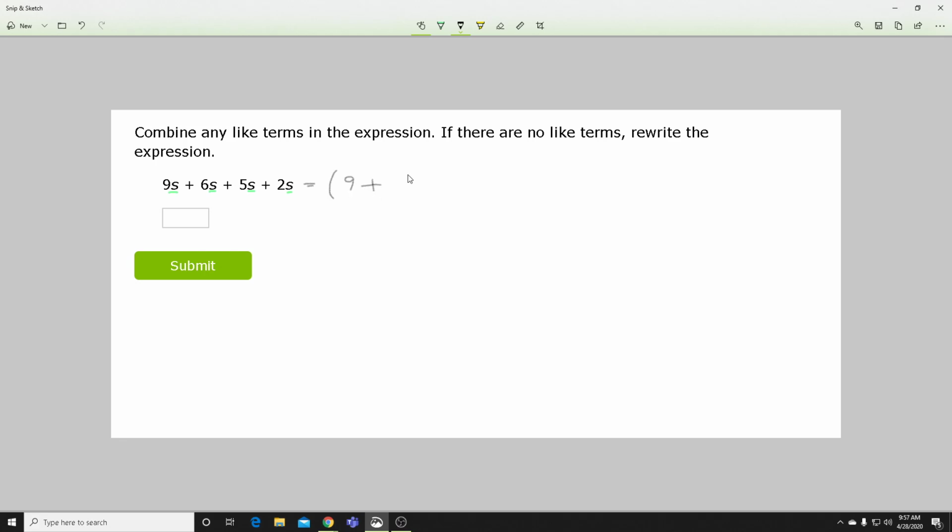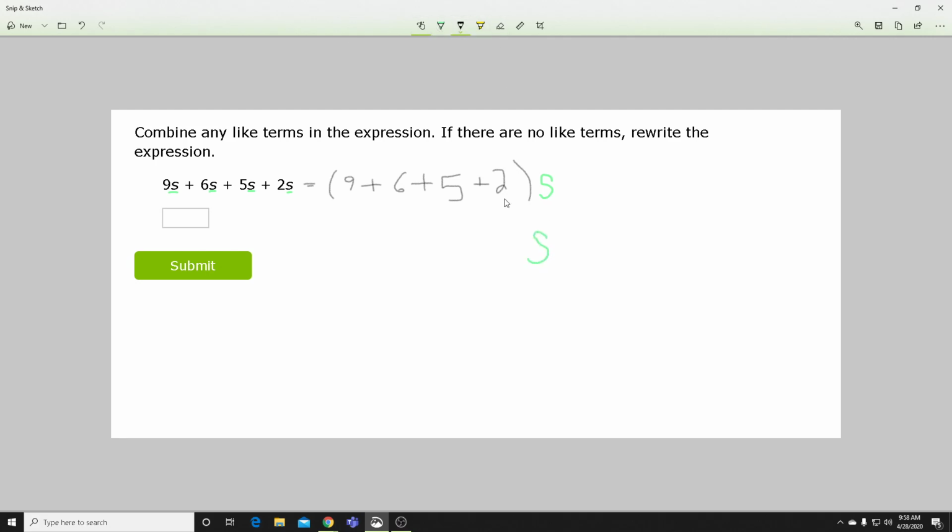9 plus 6 plus 5 plus 2. And then we know each one of these terms here has an s in it, right? So each coefficient that we wrote here is being multiplied by s. So let's put this s outside. Okay. So when you have this variable outside the parentheses like this, it means we're multiplying everything inside of it by that. So we can rewrite this now.